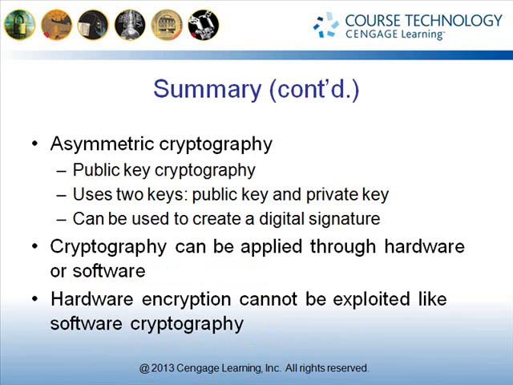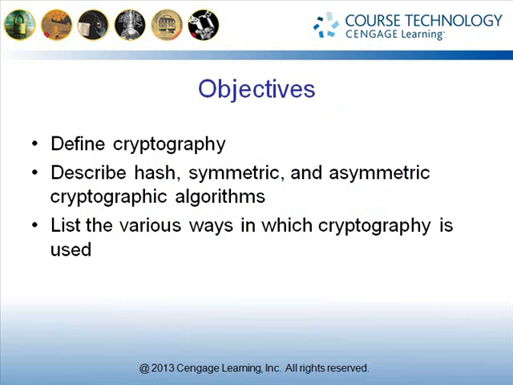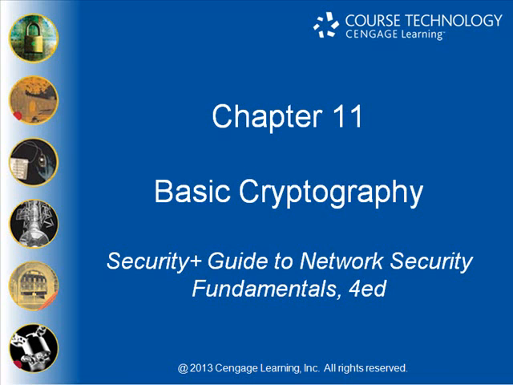Asymmetric cryptography is called public key cryptography because it uses two keys, a public and a private key. Cryptography can be applied through hardware or software, and hardware encryption can't be exploited like software cryptography can. These were our objectives. We wanted to define cryptography, describe hash, symmetric, and asymmetric cryptographic algorithms, and to list the various ways in which cryptography can be used. That's Chapter 11, Basic Cryptography, Security Plus Guide to Network Security Fundamentals, 4th edition.